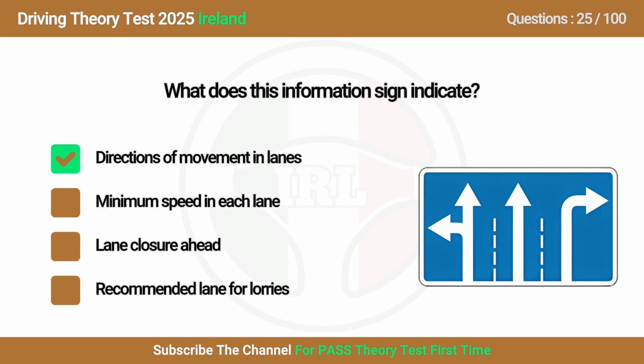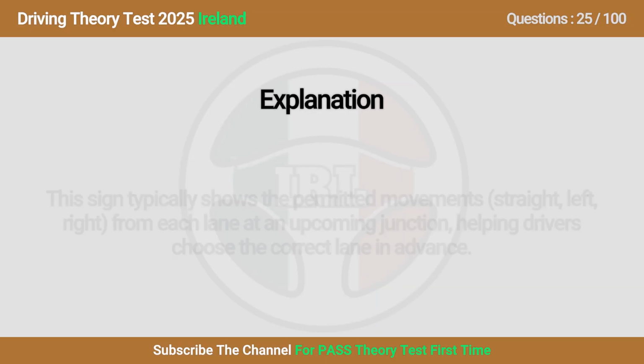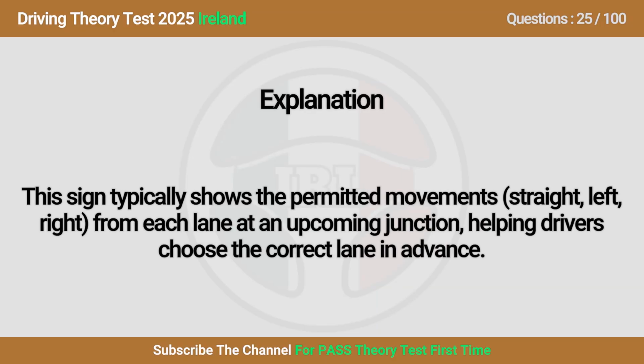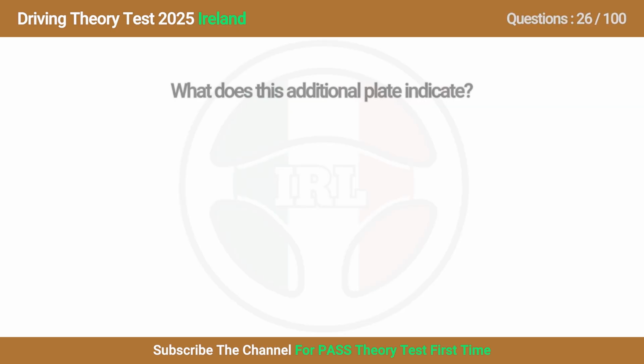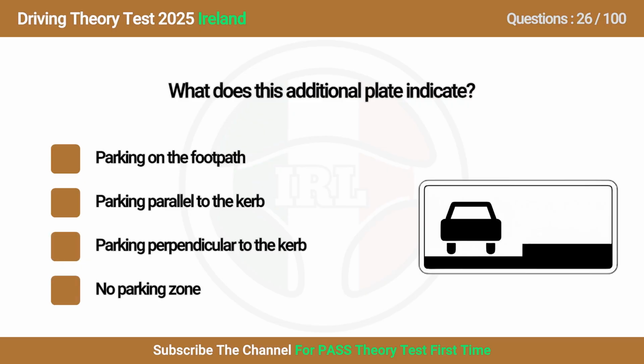Answer is A. Direction of movement in lanes. This sign typically shows the permitted movement (straight, left, right) from each lane at an upcoming junction, helping drivers choose the correct lane in advance. Question 26. What does this additional plate indicate? A. Parking on the footpath. B. Parking parallel to the curb. C. Parking perpendicular to the curb. D. No parking zone.